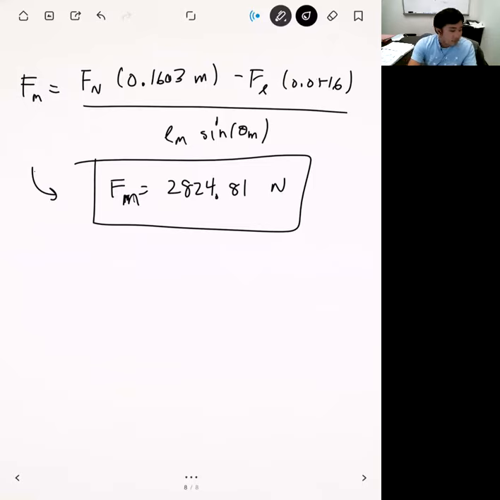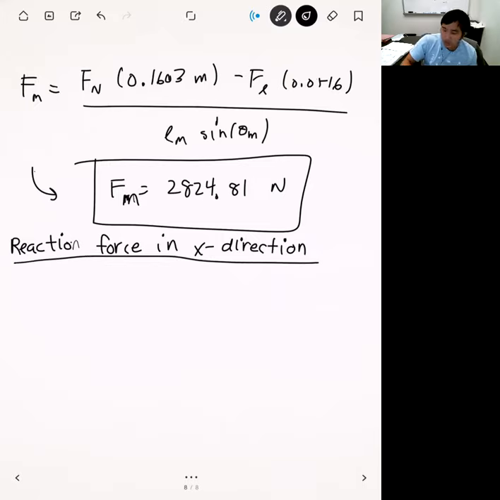And so now that we have the muscle force, we can then plug it in to find the joint reaction forces. And for here, it's a fairly straightforward process. First, let's start with the reaction force in the x direction. Unless the instructions say otherwise, you can assume that all joint reaction forces are in the classical x direction and classical y direction.